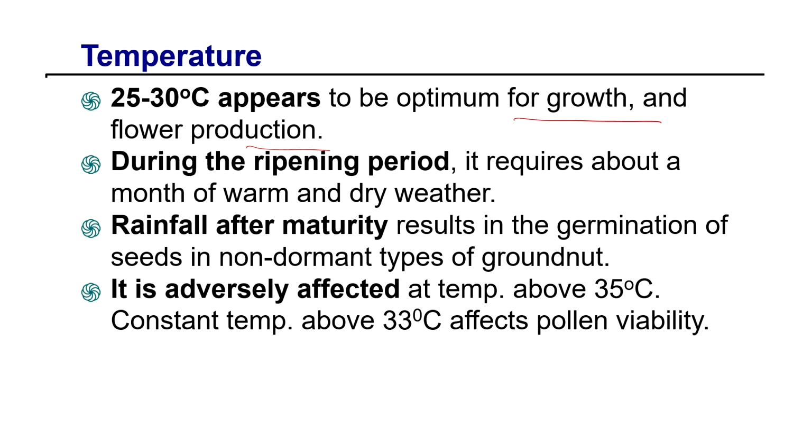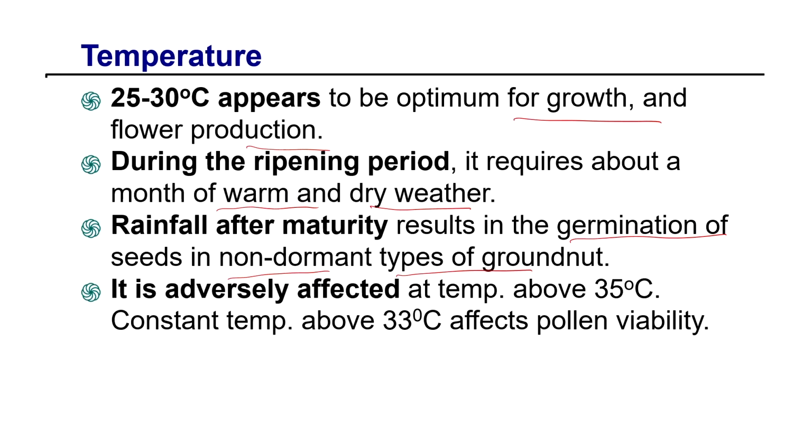So, during the ripening period, it requires about a month of warm and dry weather. That means too high temperature can be dangerous during the seed filling stage. So, rainfall after maturity results in the germination of the seeds in non-dormant type of groundnut. So, groundnut may be of two types. Some are dormant, means seed will not germinate, and some are non-dormant. So, what happens if at the maturity stage rain happens and your soil gets wet, the non-dormant type will germinate and it will affect the quality and quantity of the groundnut pods.